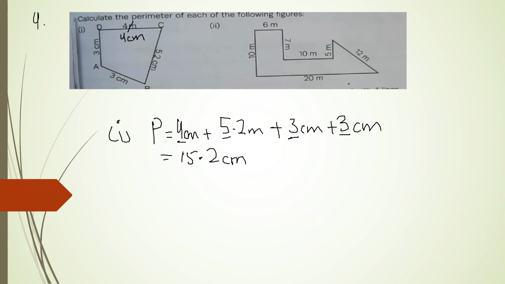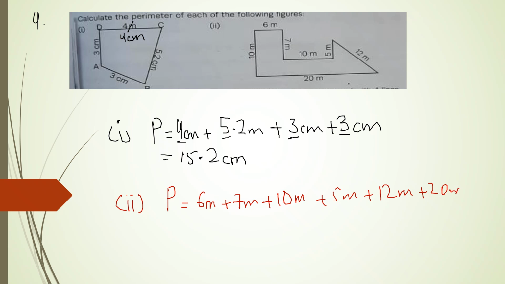Now coming to the next one. The next one is also done in a similar way. You simply have to add the lengths, that is 6 meter plus 7 meter plus 10 meter plus 5 meter plus 12 meter plus 20 meter plus 10 meter. When you add these, you will get 70 meters as the perimeter, right?